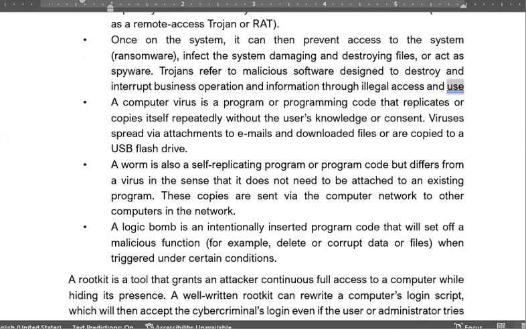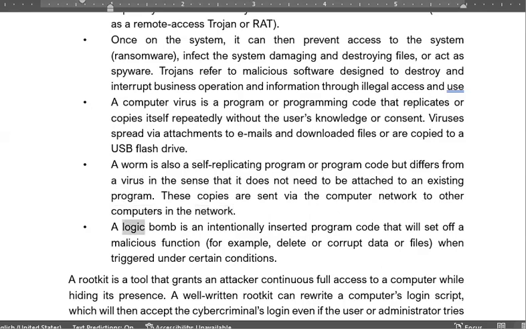A computer virus is a program or programming code that replicates or copies itself repeatedly without the user's knowledge or consent. Viruses spread via attachments to emails and downloaded files or are copied to a USB flash drive. A worm is also a self-replicating program or program code, but differs from a virus in the sense that it does not need to be attached to an existing program. These copies are sent via the computer network to other computers in the network.